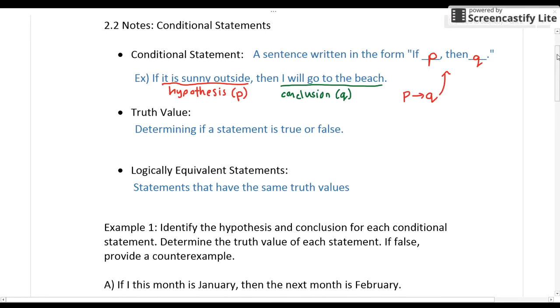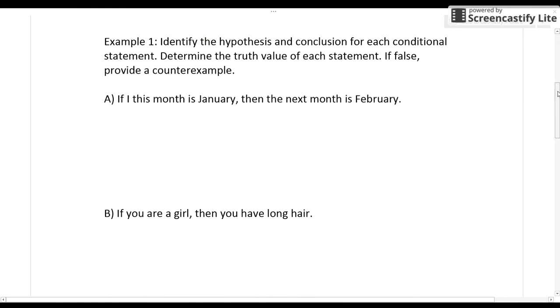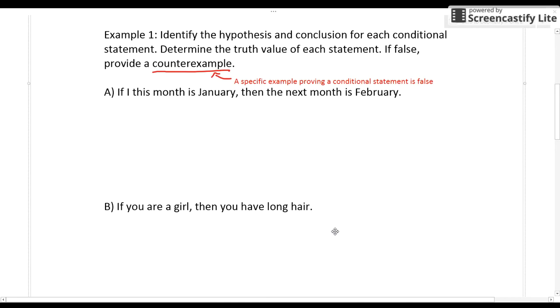Okay, let's go ahead and take a look at our first example. So we want to identify the hypothesis and conclusion for each conditional statement, determine the truth value of each statement. If false, provide a counterexample. So this word counterexample we have not talked about yet, but hopefully it's pretty intuitive. So what this means is if you have something that you know is false, you're giving me a specific example proving a conditional statement is false. So again, you want to be very specific and detailed. You don't want to say sometimes, but tell me exactly when a counterexample could happen.